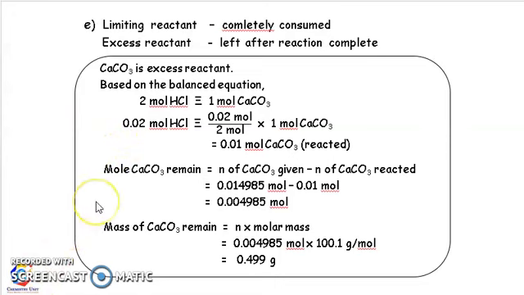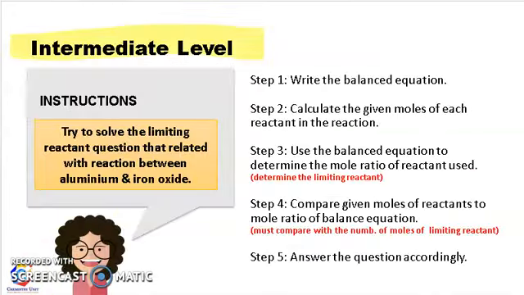Don't be worried. Let's do some summary. Step 1, we need to write the balanced equation. Step 2, we need to calculate the given mole of each reactant in the reaction. Step 3, we need to use the balanced equation to determine the mole ratio of reactant used.